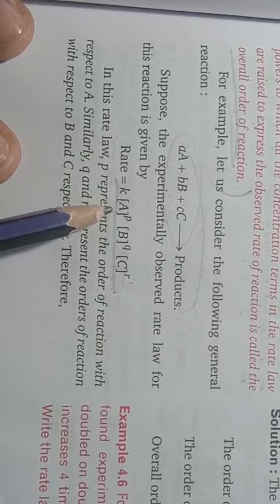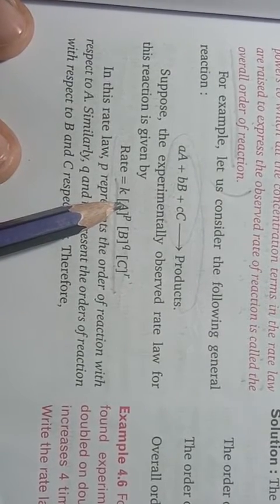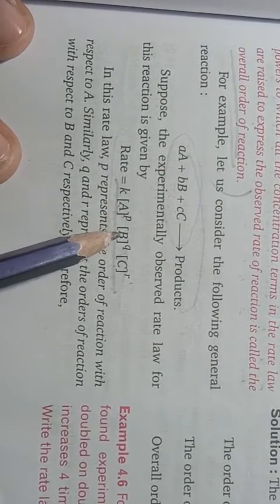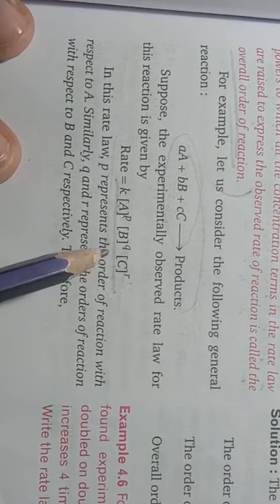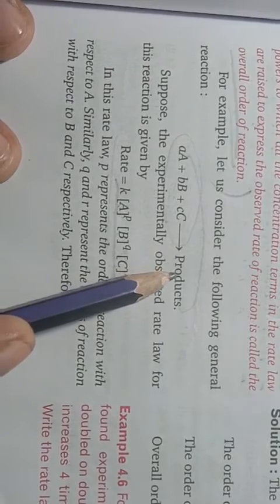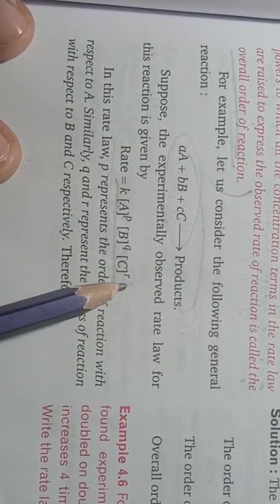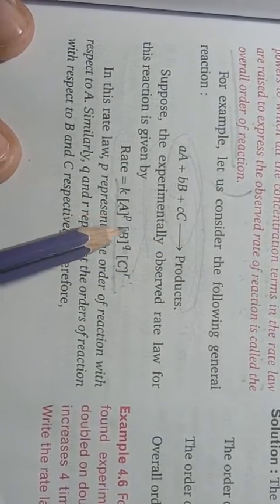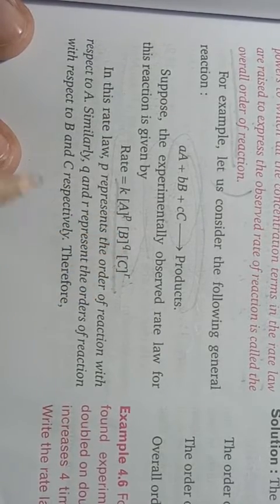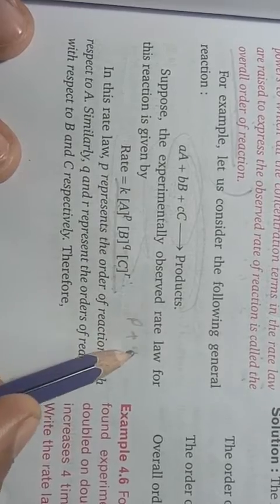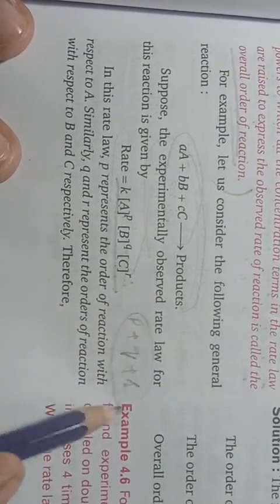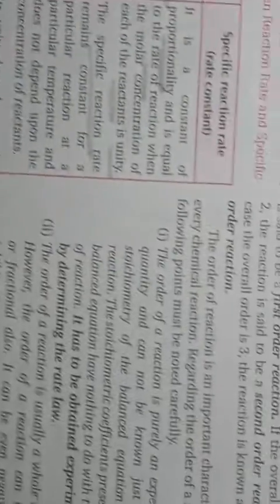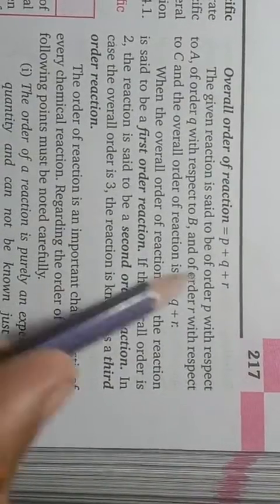So in terms of concentration of A, the order of this reaction will be equal to P, in terms of reactant B, the order of this reaction will be Q, and in terms of C, the order of reaction will be R. Okay students, but the overall order of this reaction will be the sum of these powers, meaning P plus Q plus R. So this will be the overall order of reaction, as it is written here also.